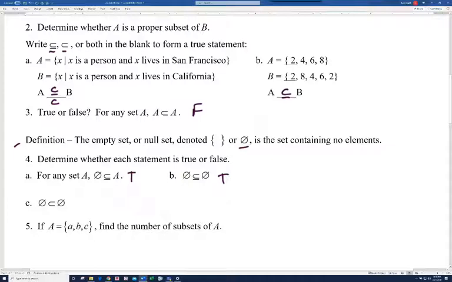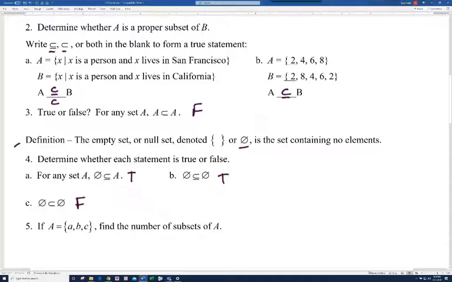Now, what about C though? The empty set is a proper subset of the empty set. Well, that's not true because we know that with a proper subset, the two sets cannot be equal. So this is false.